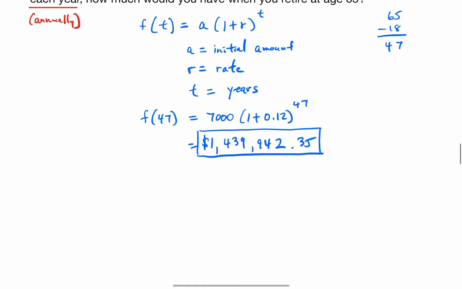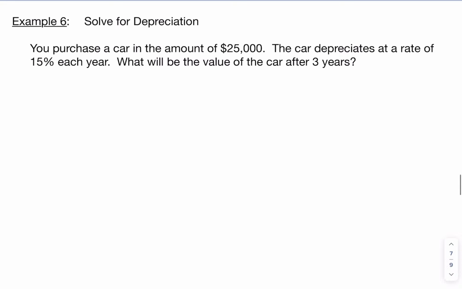All right, and then the last example here is a depreciation. So the previous two problems were all about numbers that were getting bigger and bigger. Here we're going to solve a problem where a number is going to decrease exponentially, okay? And a perfect example to show how this works is with buying a car, okay? So everybody knows that when you buy a car, as soon as you drive it off the lot, the value of that car drops, okay?